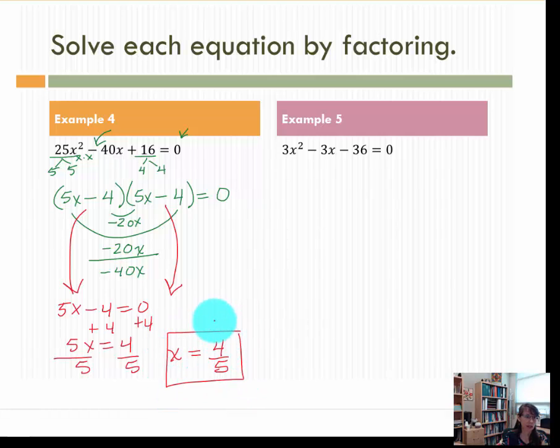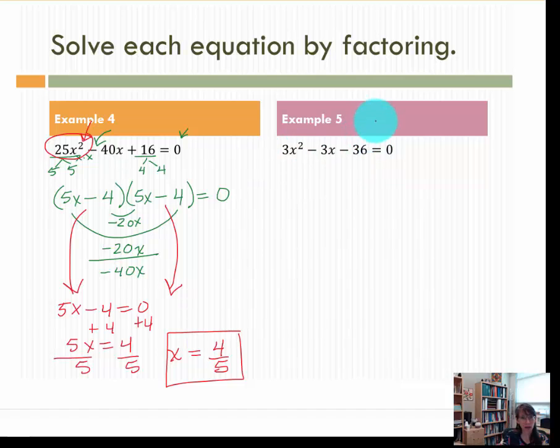Now you may recall that I said earlier that when the lead term has a power of 2, we expect 2 solutions. Well, we actually have 2 solutions. They're just 2 identical solutions. So we only need to write it one time. X equals positive 4/5. In our final example, number 5, we have 3x squared minus 3x minus 36 equals 0.